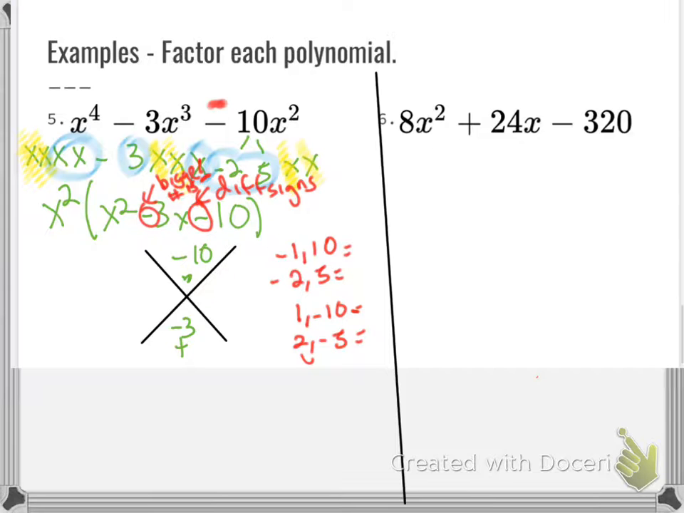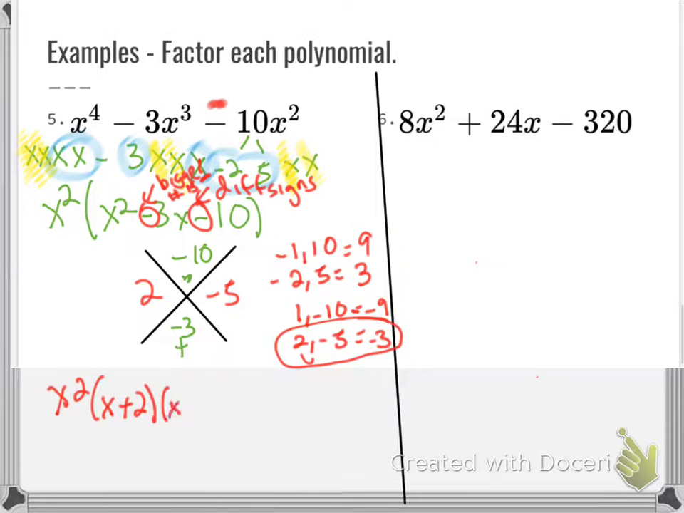So negative 1 plus 10 is 9. Negative 2 plus 5 is 3. 1 plus negative 10 is negative 9. 2 plus negative 5 is negative 3. That's the one we're interested in. So 2, negative 5. So here we go, we're going to write this out: x squared, x plus 2, x minus 5. And then we circle it, and we're done. Okay, our last one for today.